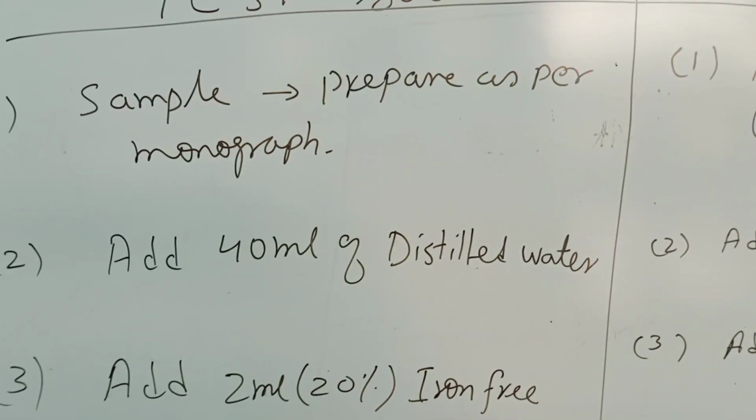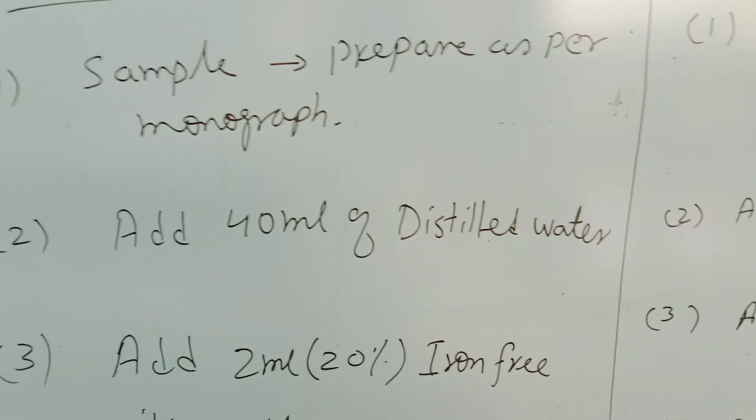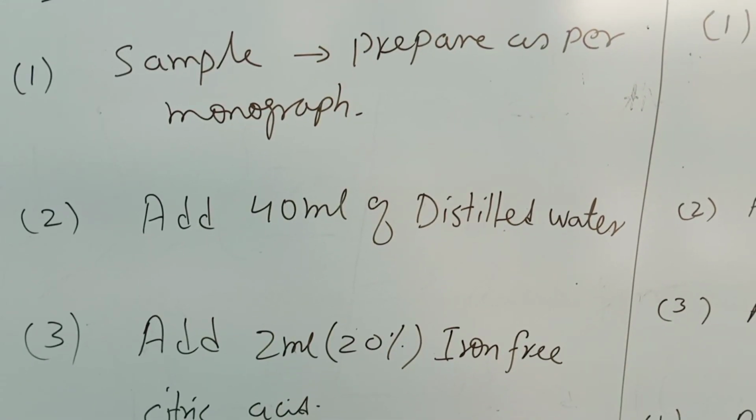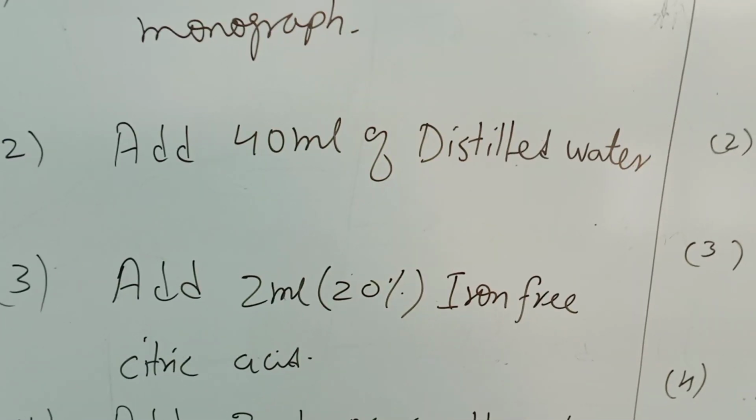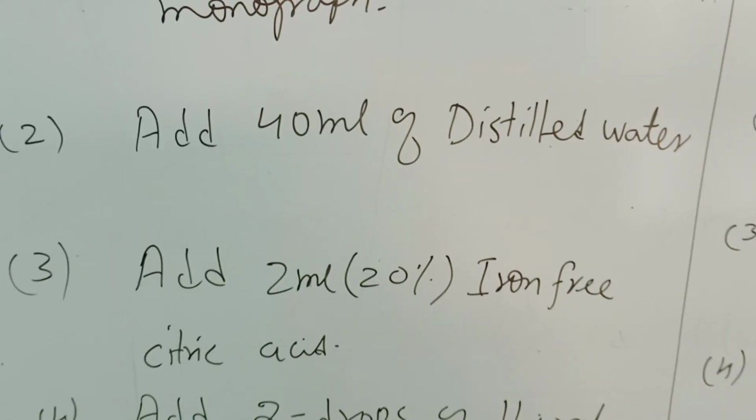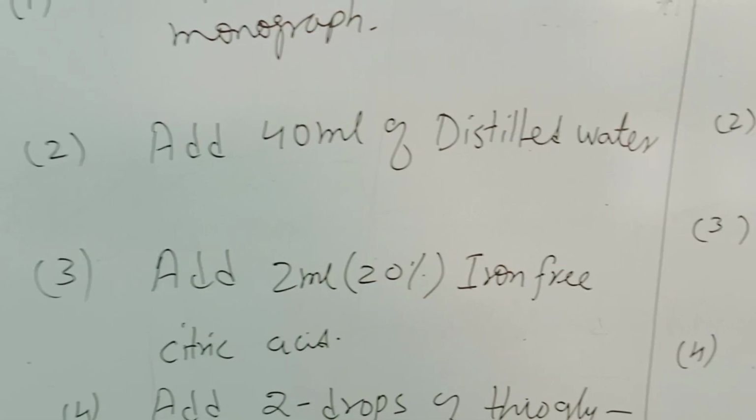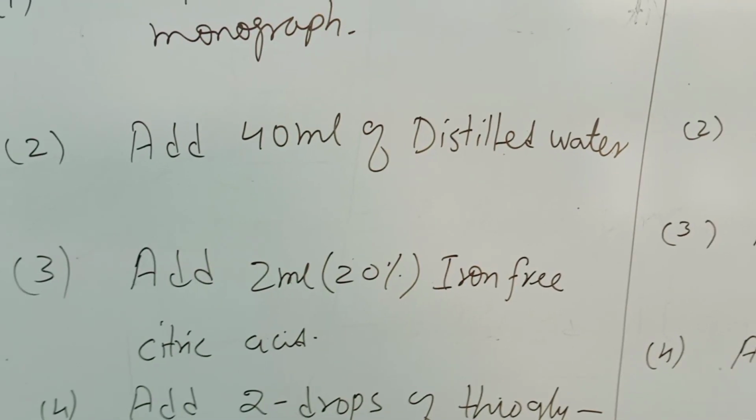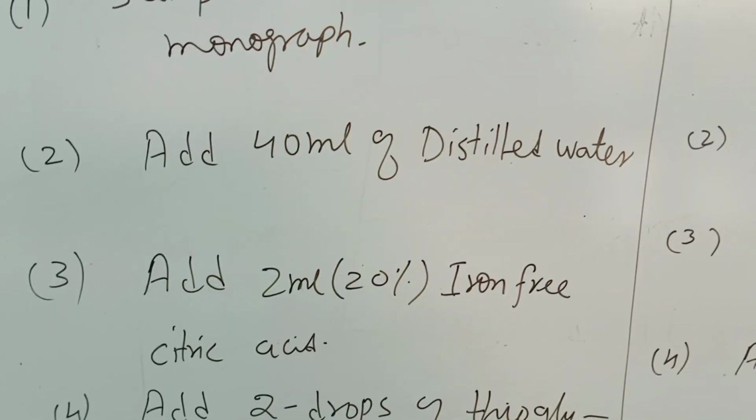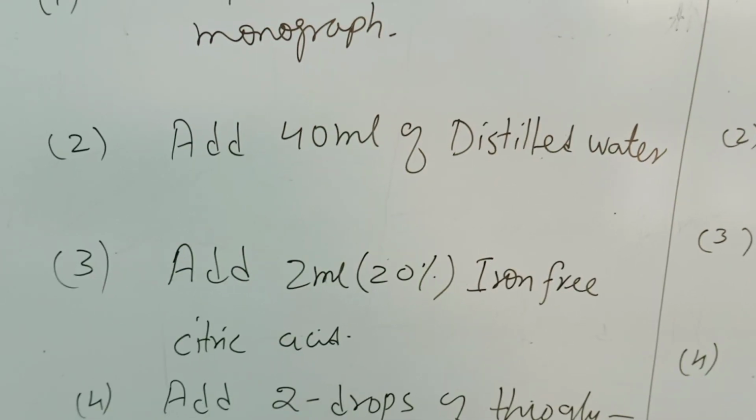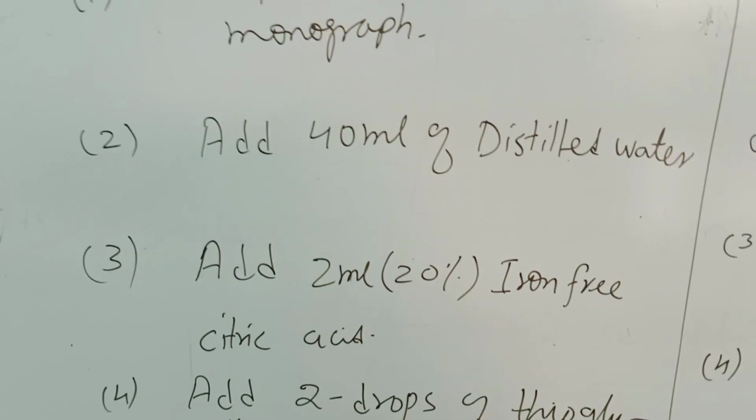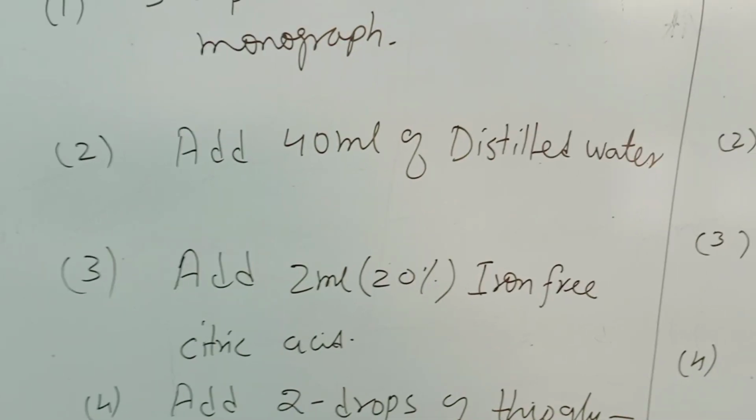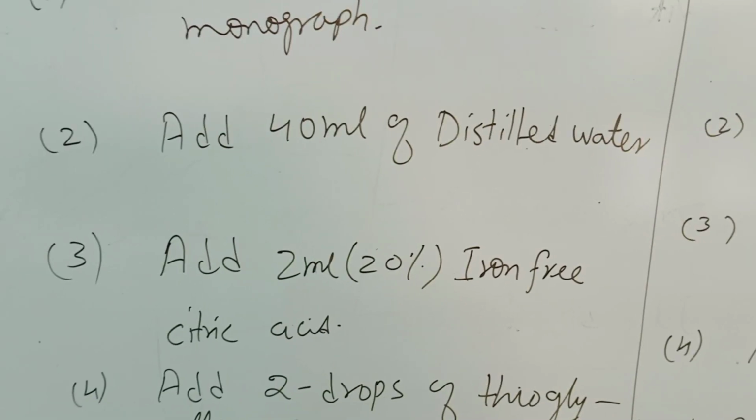And once the 40 ml of distilled water is added, the next step is to add 2 ml of 20% iron free citric acid. So this is the third step which we have to follow for preparing the test solution for the limit test of iron. In the third step we have to add 2 ml of 20% iron free citric acid.